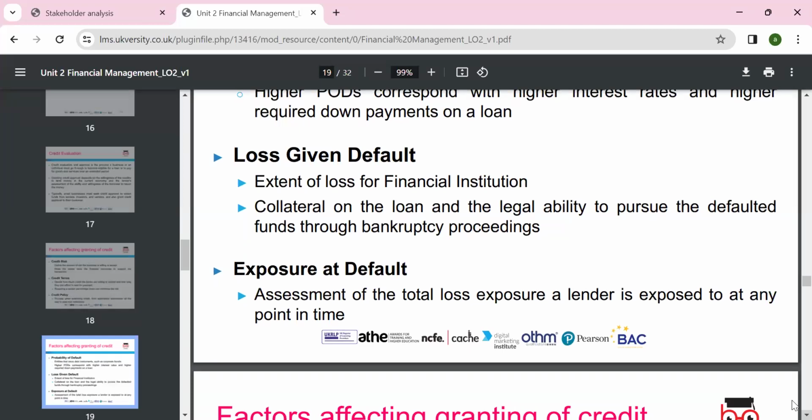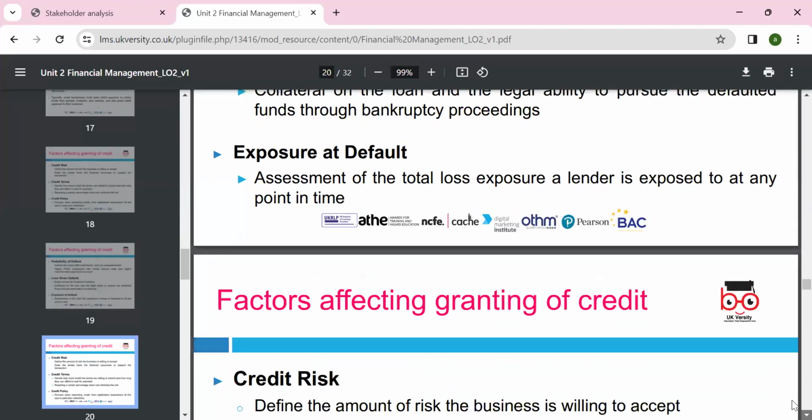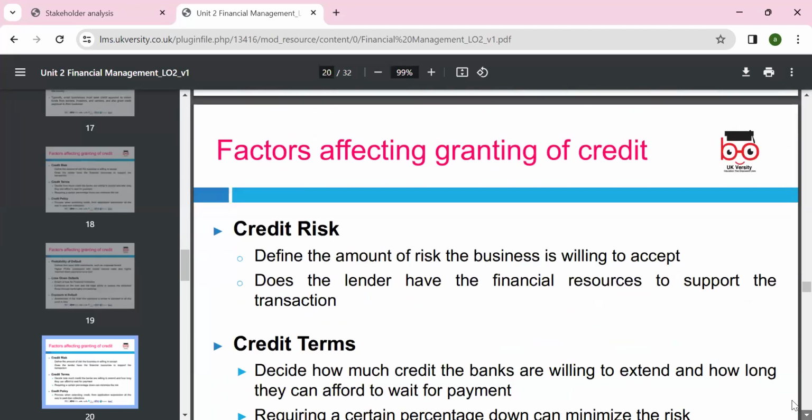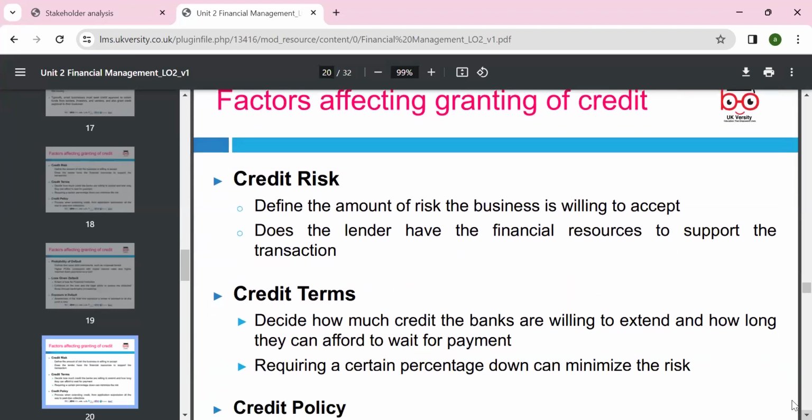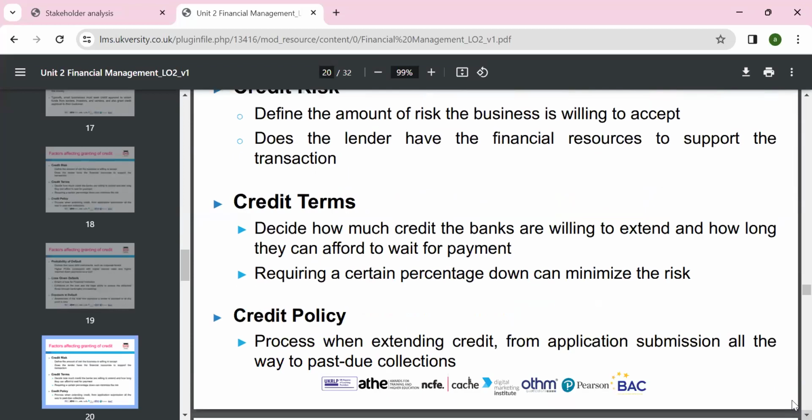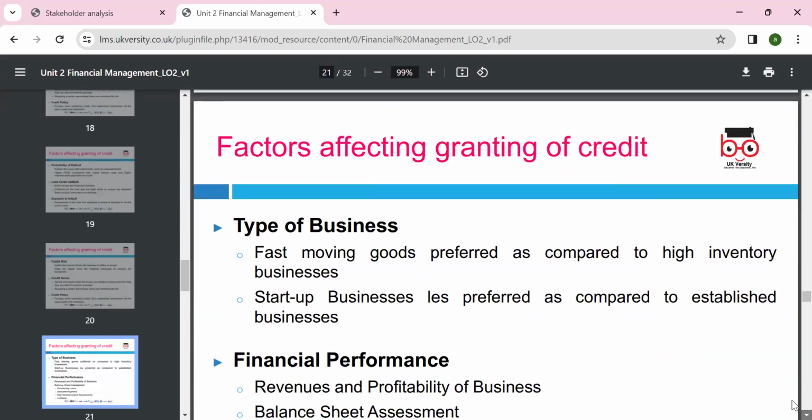Okay, exposure at default: the total loss exposure of the lender at any point in time. So factors affecting credit risk define the amount of risk the business is willing to take, the credit terms which we can look at, and credit policy, extending credit for application submission, past dues. So these are all the factors which we can keep in mind to grant the credit.